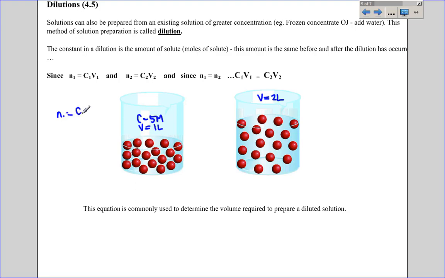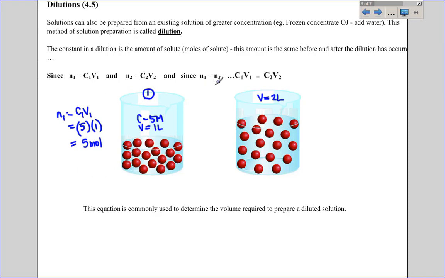So we can calculate using moles is equal to the concentration times the volume. And what I'm going to do is use the little subscripts of 1 to represent that this is my solution 1, so my solution before the dilution. The moles that I have in this is equal to 5 because I've got a concentration of 5 and a volume of 1. So I started with 5 moles in this solution.